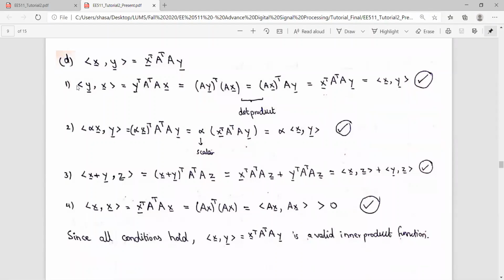So first is that the inner product of y and x should be equivalent to the inner product of x and y. The second rule is that inner product of alpha x and y should be equal to alpha times the inner product of xy. And third rule is x plus y and z's inner product is equivalent to the sum of inner products of xz plus yz. And last is that the inner product of a vector with itself should be greater than 0.